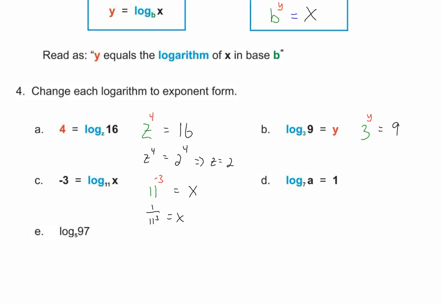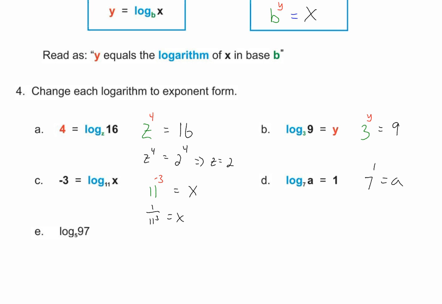Go ahead and pause again, and do D. Go ahead and convert it. Hopefully you said that D was 7 to the 1 equals A. So what is A? 7, right? 7 to the 1 equals A, so A is 7.